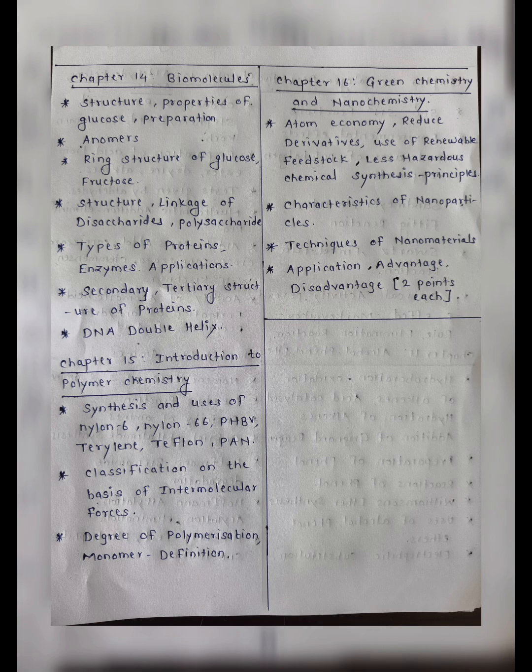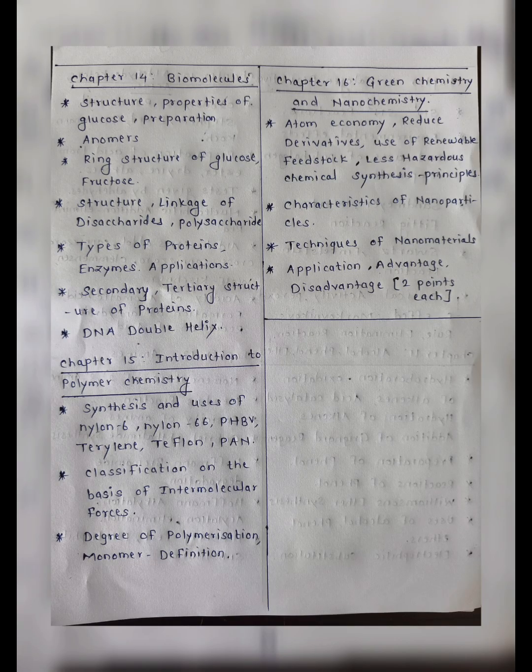Next one is definition of anomers, examples of anomers, ring structure of glucose, fructose. Then disaccharide, in case of disaccharide, structure and linkage of disaccharide is important. Name of that monomeric unit which is used in the synthesis of disaccharide is important. Polysaccharide is also important, that is starch and cellulose. Types of proteins means whether it is globular or fibrous protein, so you have to prepare for distinguishing account. Enzyme catalysis, lock and key model and its applications are important. Secondary, tertiary structure of protein is important, and last one is very important point, that is the DNA double helical structure.